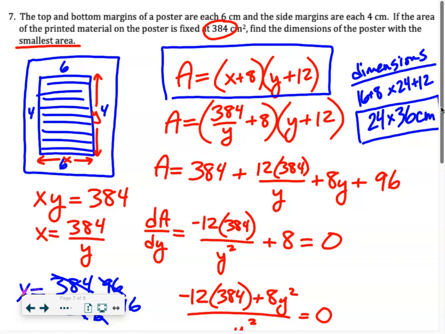Did that number not have to equal 384? It couldn't equal 384 because 384 was the area of the printed region without the margins. And we were trying to minimize the area of the whole poster. Good. Other questions?